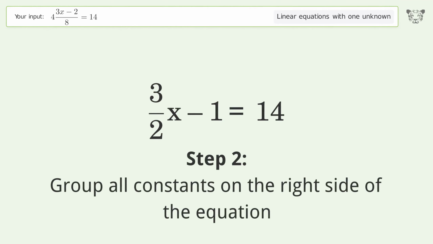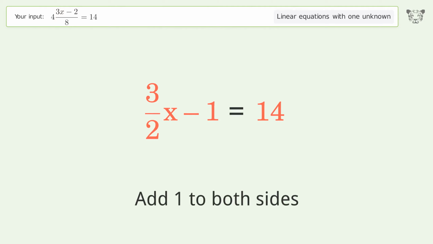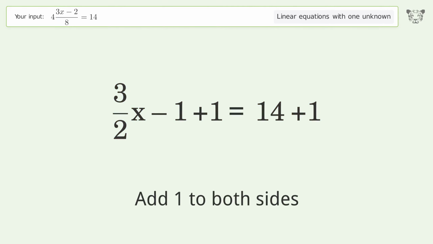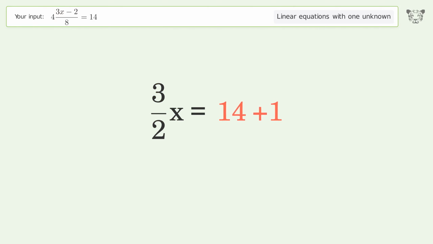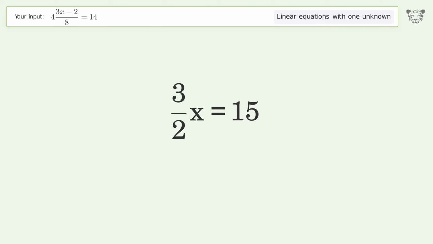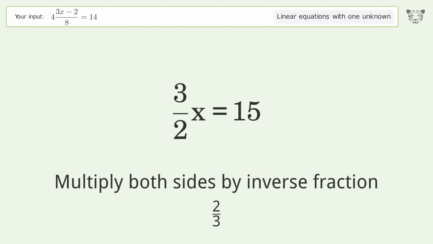Group all constants on the right side of the equation. Add 1 to both sides. Simplify the arithmetic. Isolate the x. Multiply both sides by the inverse fraction 2 over 3.